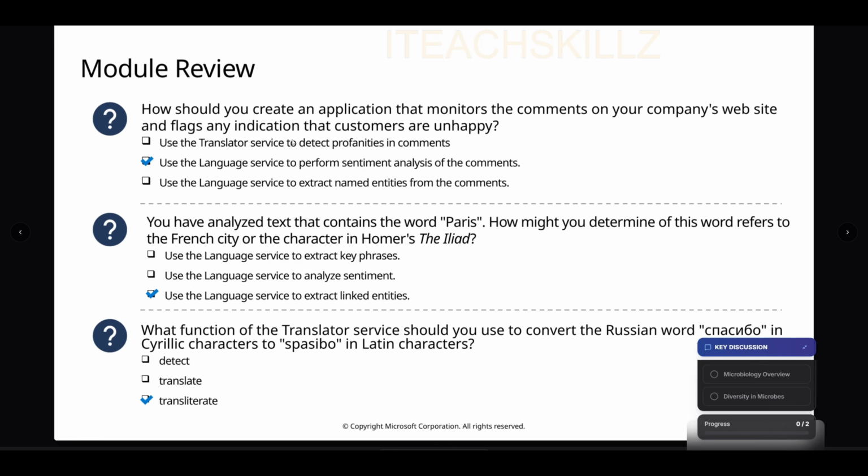And the last question is: what function of the translator service should you use to convert the word Russian in Cyrillic characters to that word in Latin characters? You can use transliteration. Transliteration is basically where it allows you to convert the word without changing the meaning of the word. So this is again all discussed in the PowerPoint. Hopefully you guys understood this. Now we're going to move on to the next module.